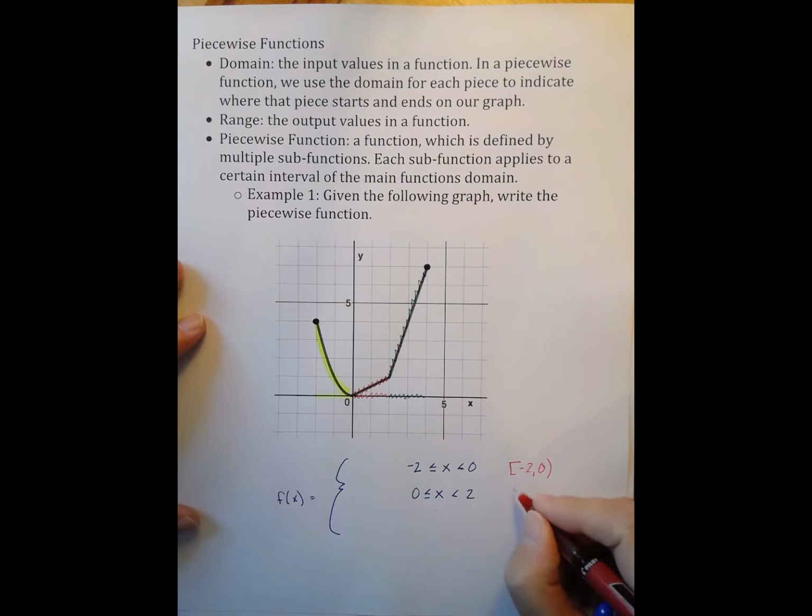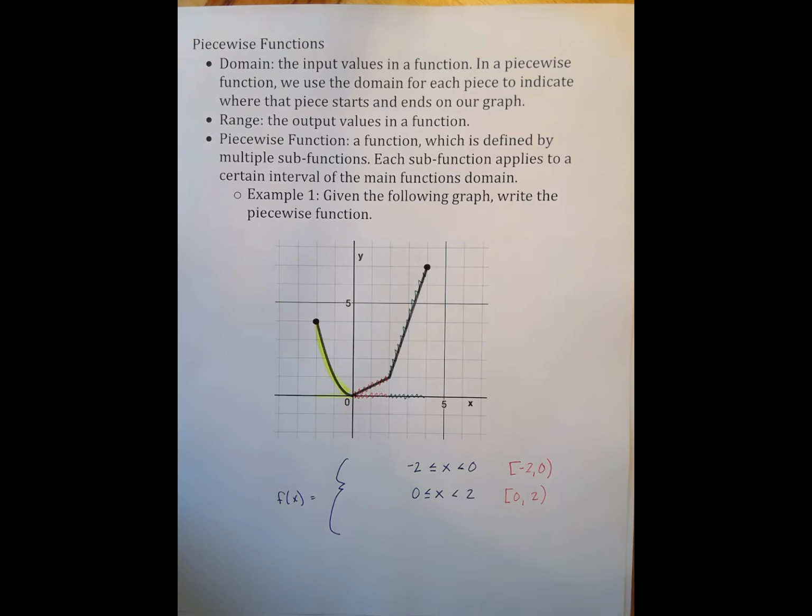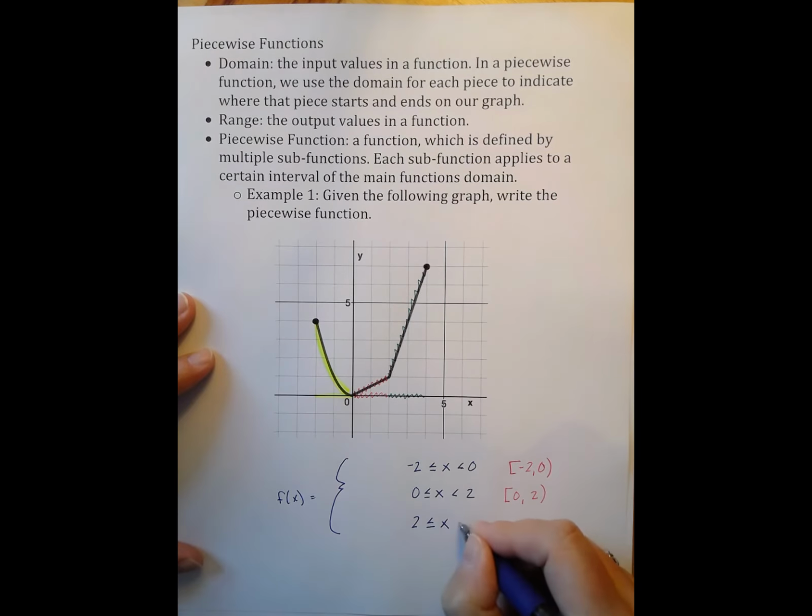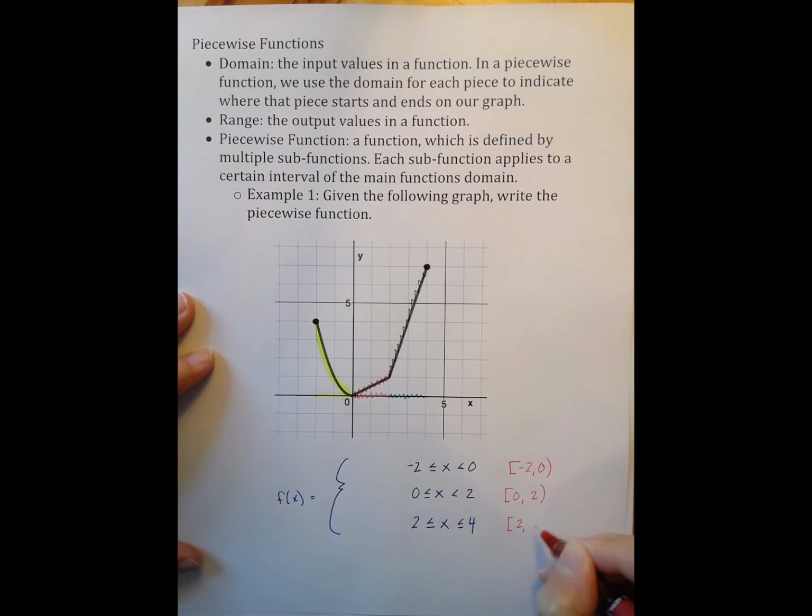And again, I could also write that as [0, 2), depending upon if you like set notation or interval notation. My third function begins at 2 and ends at 4. And because that 4 is a closed circle, that's an or equal to. So [2, 4] with brackets around both.